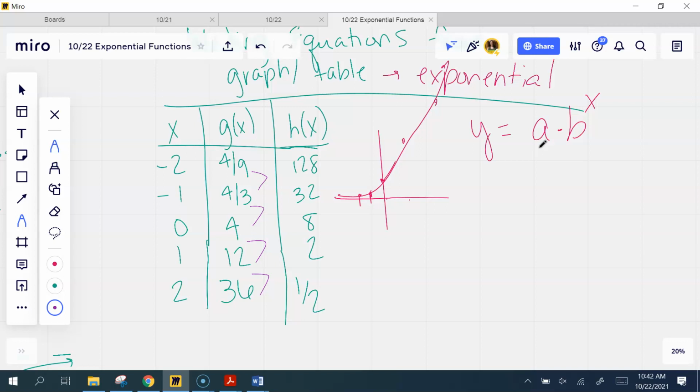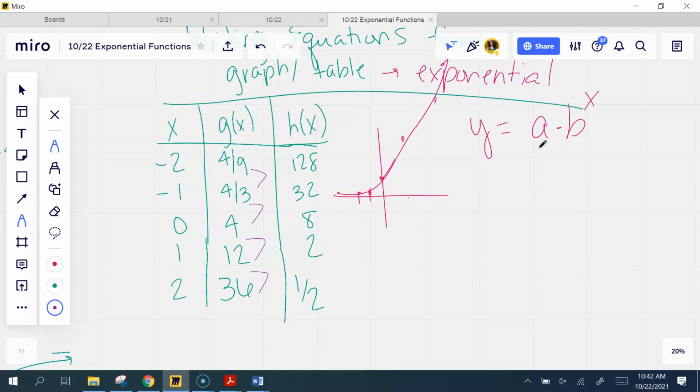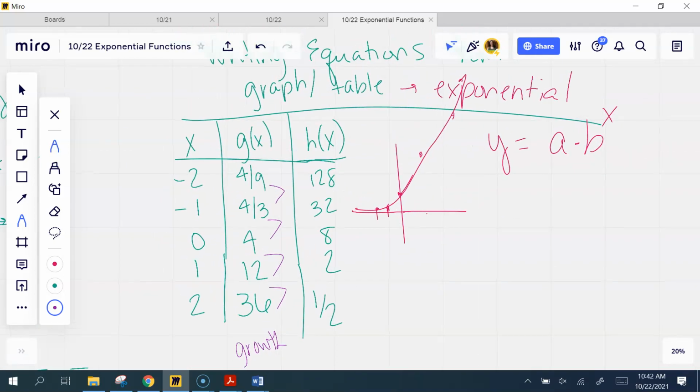All right, so let's think about it for just a second. If I know that they're exponential, this one is obviously going to be growth. How about the h of x? Decay, right? At -2, I'm all the way up at like 128, and then I come down to 32, and then I come down to 8, and then I keep inching down this way, so it's going to look kind of like this. How could I write an equation for g of x and h of x? Any ideas?